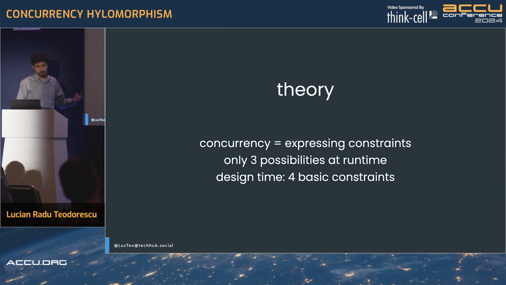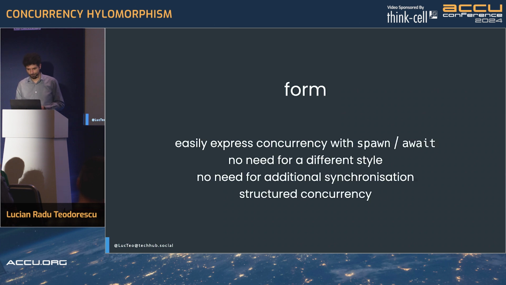Why? Because there are only 3 possibilities at runtime, and most of the time there are just a couple of constraints, 4 of them, from which one you can easily cross off at design time, right? So if we write our software just with these things, concurrency would be much better.